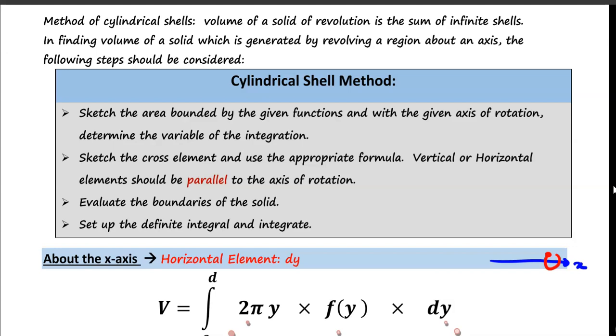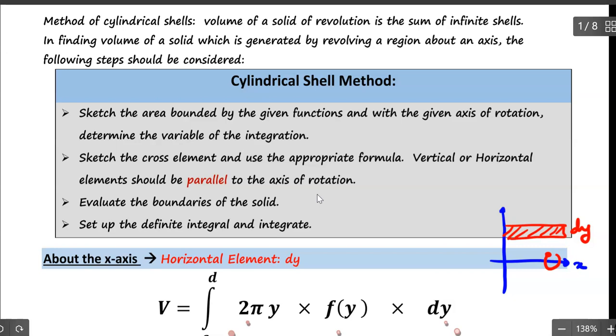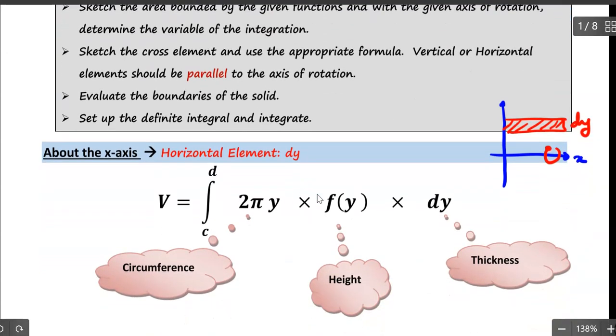If I have to use the cylindrical shell method, I must draw the element that is parallel to the axis of rotation. So in this case, if I draw the y-axis here, then my element has to be parallel to the axis of rotation. Now you see that you are using the horizontal element, so in this case, you are working with dy. With dy, you are going to work with these formulas. Then, let's move on to the next one.